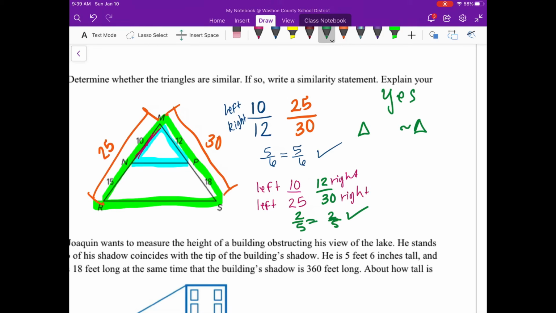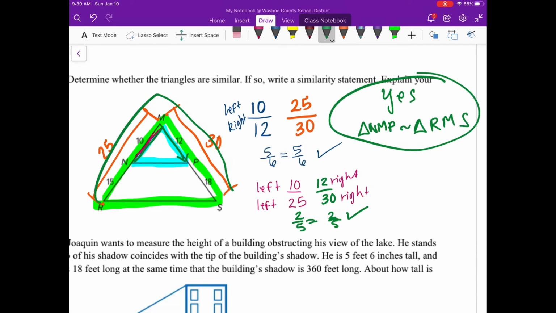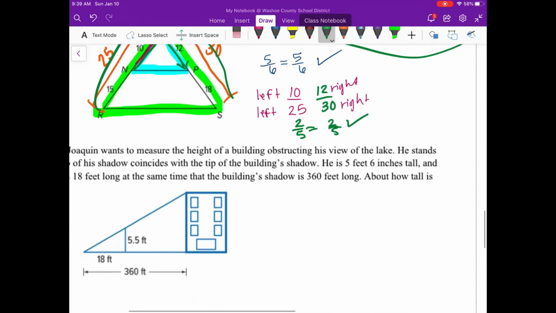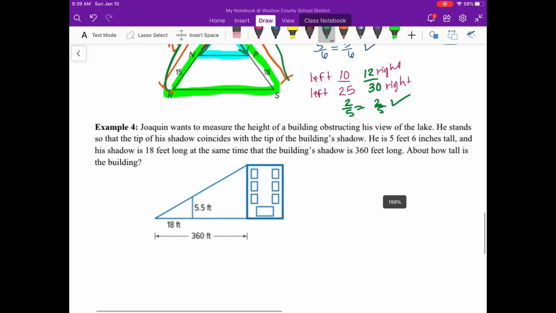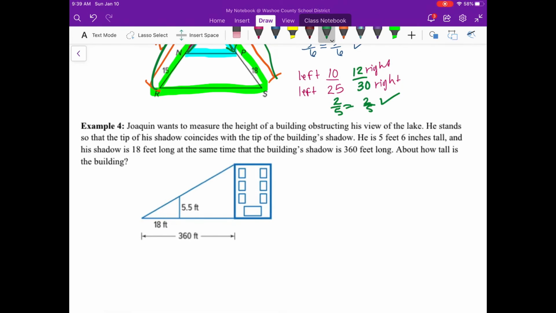So for this, I need two things. I need yes, and I need a similarity statement with the one squiggly. Remember, that's what similar means. So in this case, if I want to go N, M, P, so I'm going up and then down, then I'm going to say R, M, S. So again, start down, go up, and then back down. So that's how I came up with my similarity statement for this one.